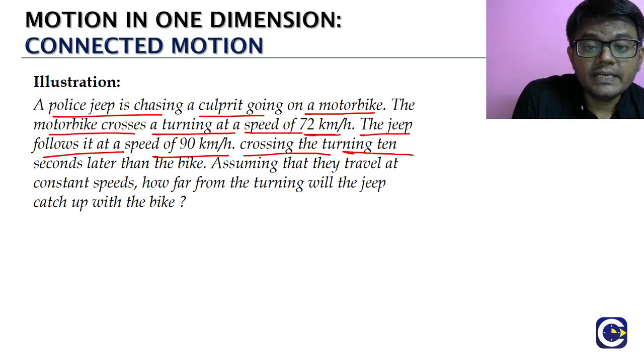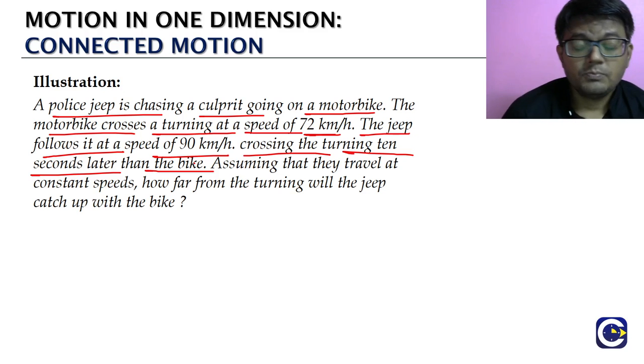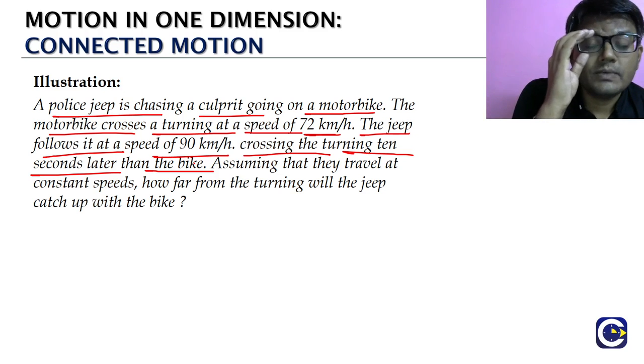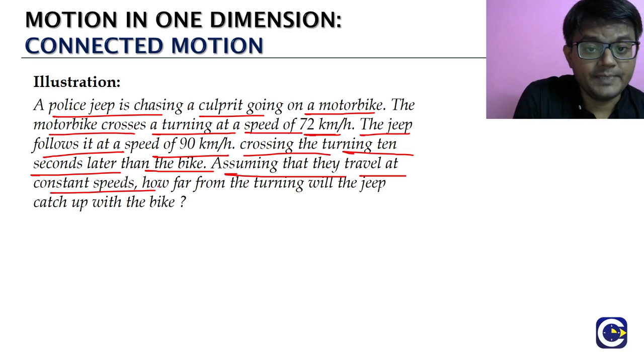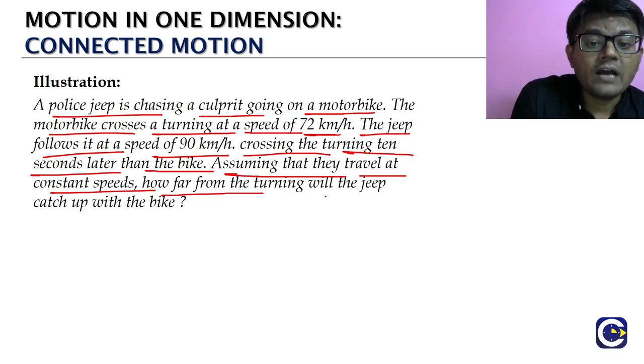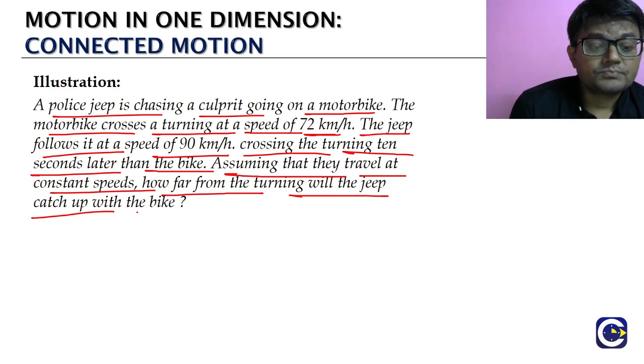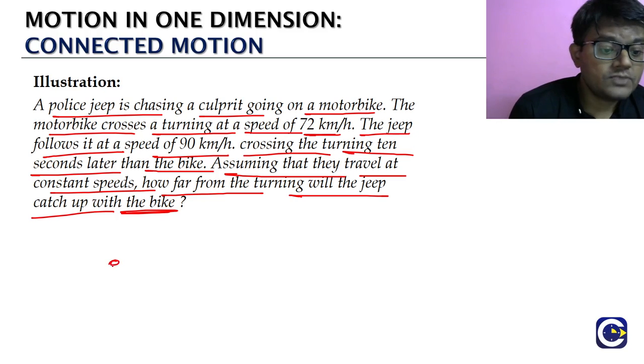Crossing the turning 10 seconds later than the bike. The police jeep is crossing the turning after how much time? 10 seconds later than the bike. So the bike, the thief, is going ahead. Assuming that they travel at constant speeds, means both of them are traveling at a constant speed, how far from the turning will the jeep catch the bike? Means we have a turning point. Somewhere on the road there is a turning point.